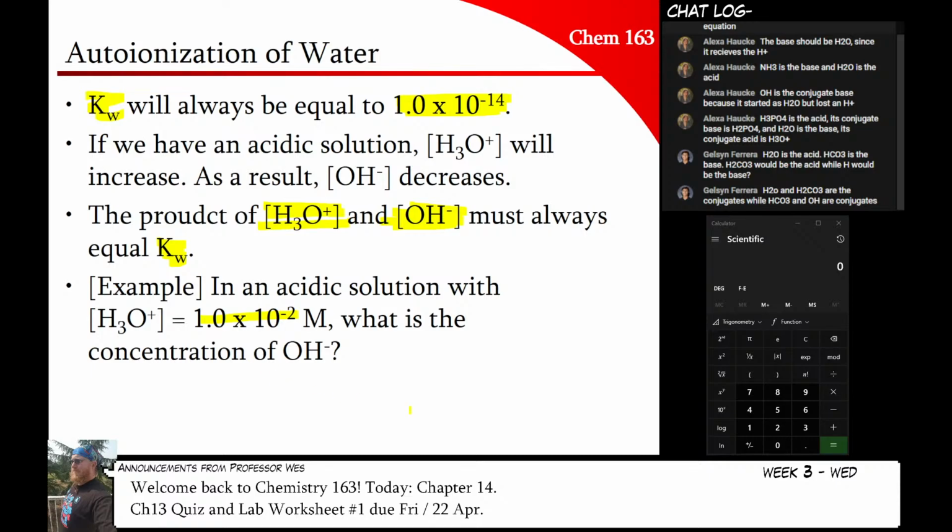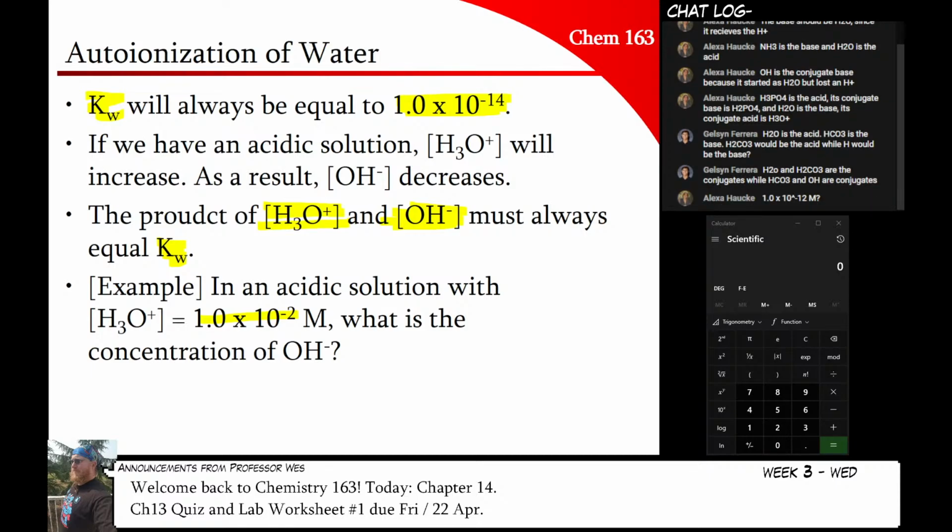What would the concentration of hydroxide be in this solution? Try and calculate that for me. Should be pretty trivial. Type it in the chat. I'll give you a minute to do it. There you go. Very good. That's all you got to do.